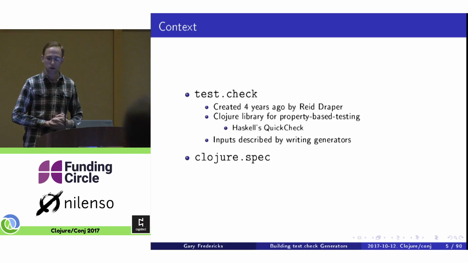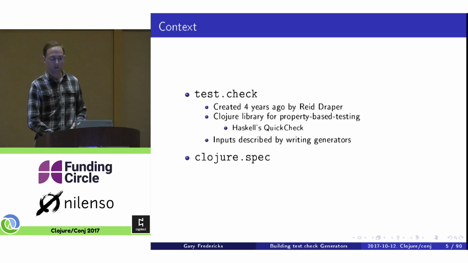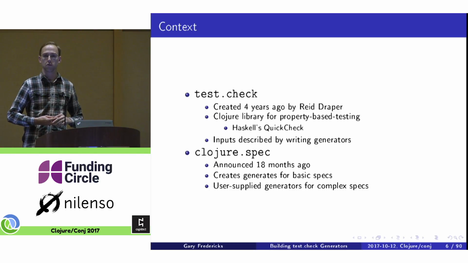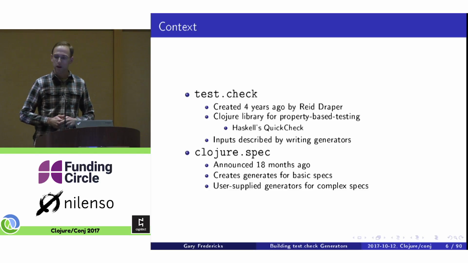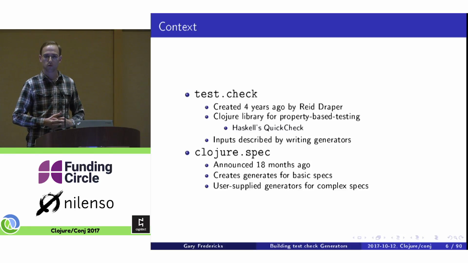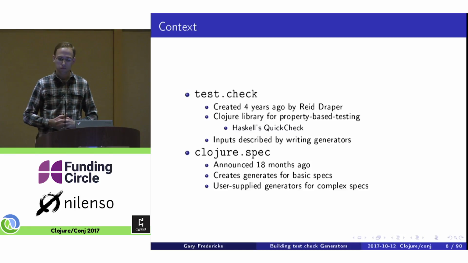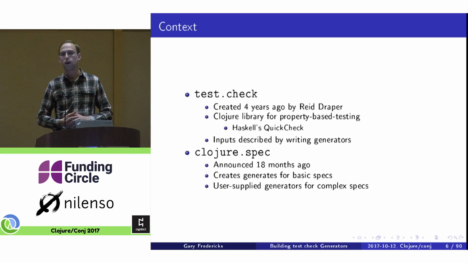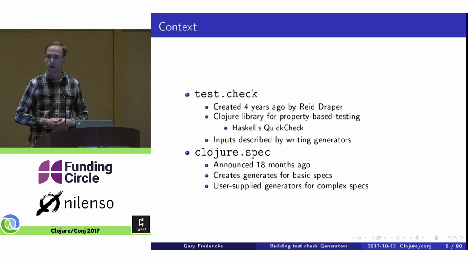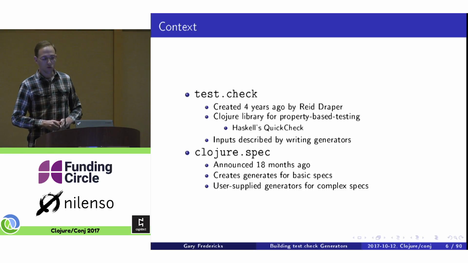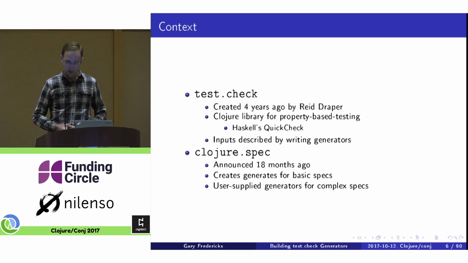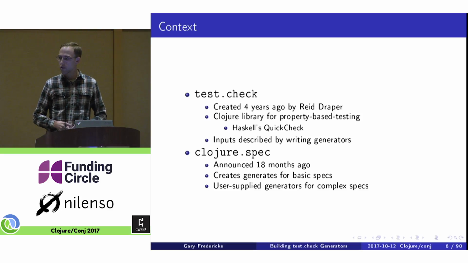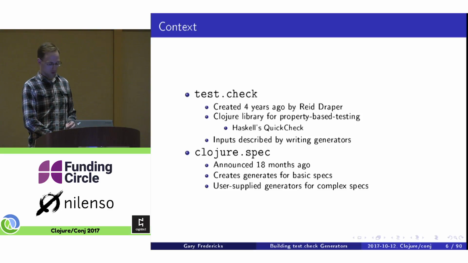Alternately, clojure.spec was announced 18 months ago, and one of its major features is integration with test.check, which means that when you have specs, especially basic specs, it can create the generators for you and then test your functions automatically. But because a spec can be an arbitrary function, users will eventually have to supply their own generators when things are complex enough. So one way or another, people are building generators, and much like functional programming, it can be a little bewildering to beginners. So I'm going to try to address that with this talk.